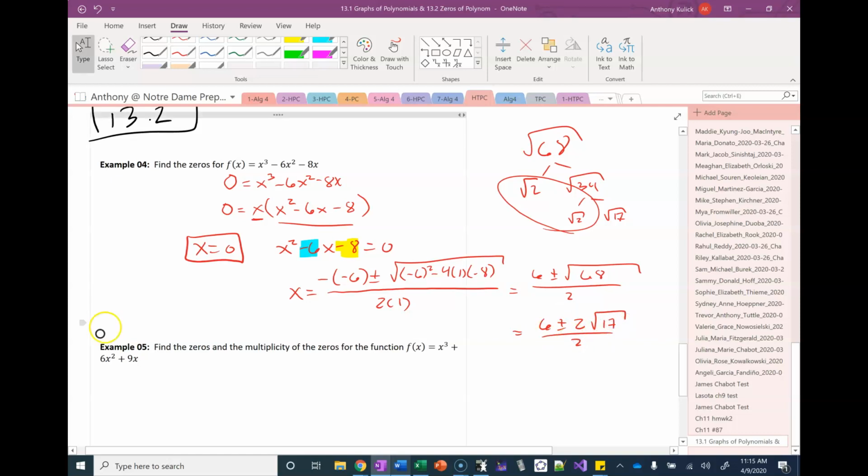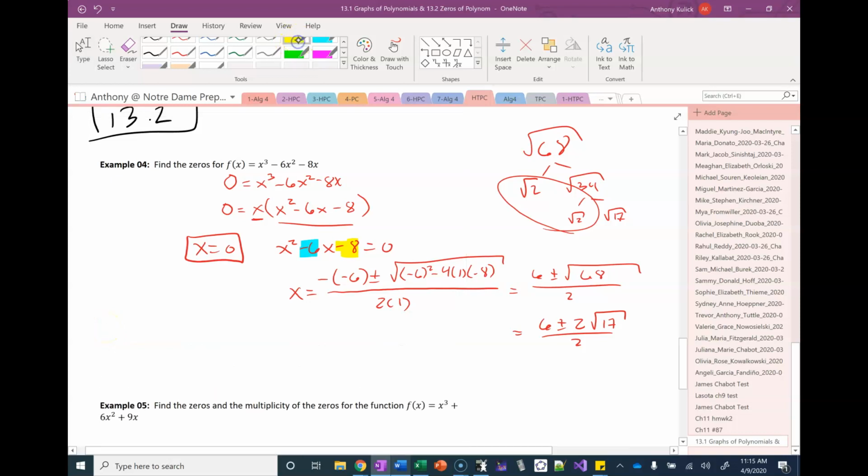And then hopefully you notice that because each of the coefficients in the numerator are divisible by 2 and the denominator is divisible by 2, we can reduce this to just 3 plus or minus square root 17. So those are my 3 zeros. Notice I knew there was going to be 3 zeros because the degree was 3 for the polynomial. One zero is here at x equals 0. And then I have 2 zeros here. Right? I have 3 plus the square root of 17. And then I also have 3 minus the square root of 17.